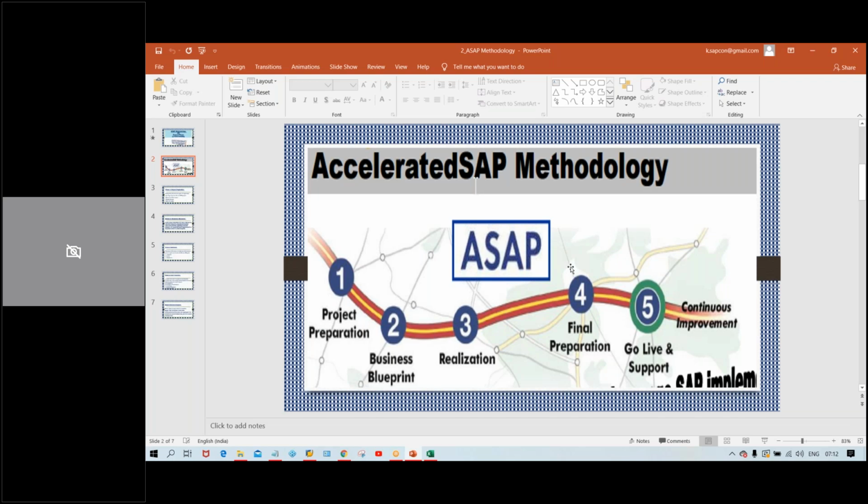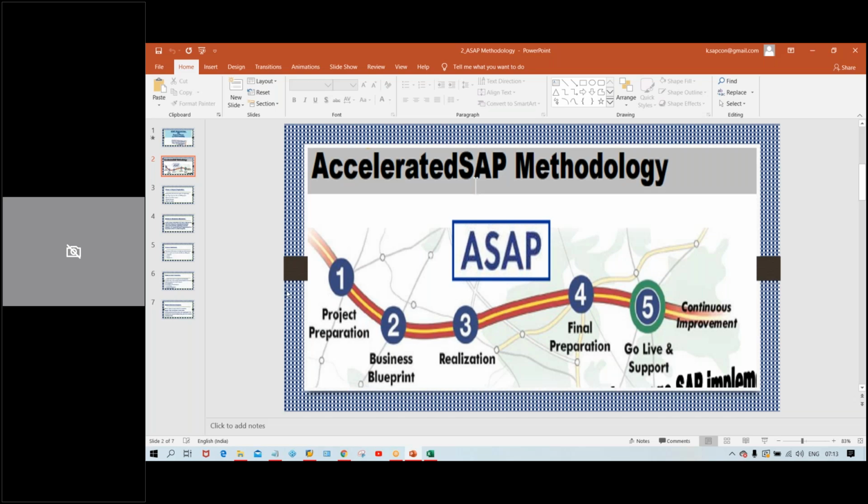What is this roadmap? ASAP roadmap methodology, guys. Roadmap in the sense, look here, step by step we go from one destination to another, from 1 to 2, then 3, then 4, and finally we reach our destination, right? So if somebody says ASAP methodology or ASAP roadmap methodology or project phases, all are the same. Okay, so it is going to be segregated in 5 phases.